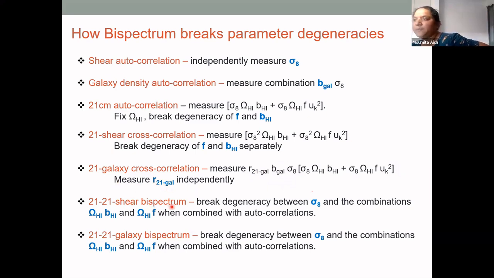And then if you look at the bispectrum, because the combinations come in differently in the autocorrelation and the bispectrum, you can break the degeneracy between sigma 8 and the combination of omega H1 BH1, and omega H1 F, and F. So this is basically the steps which we do to break degeneracies between cosmological parameters.